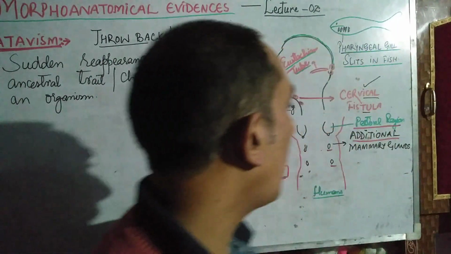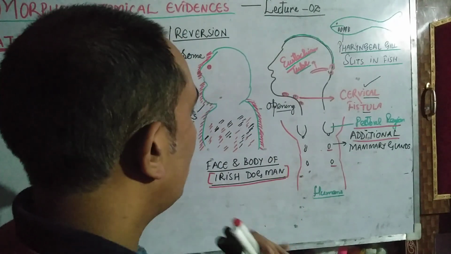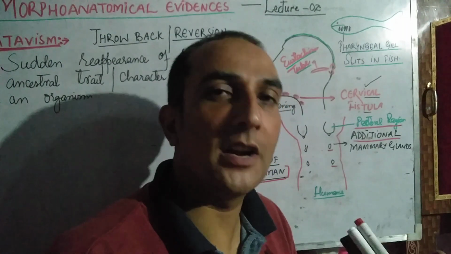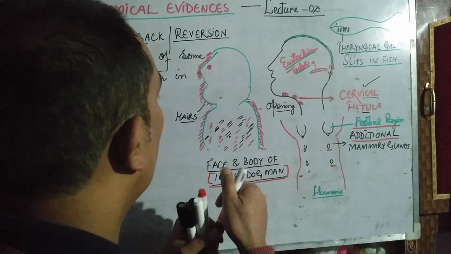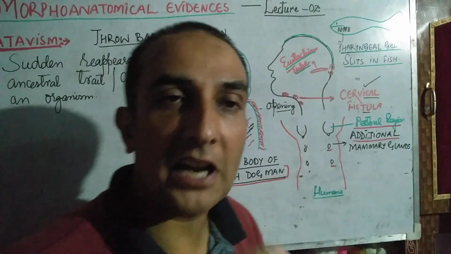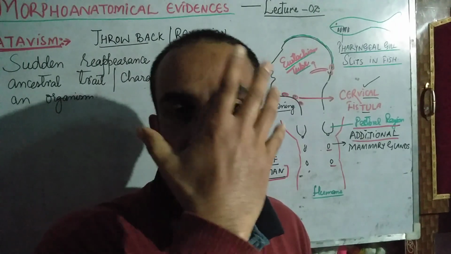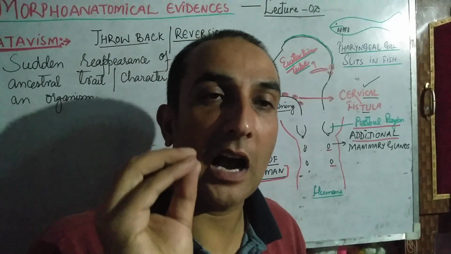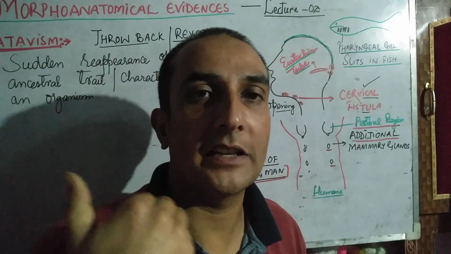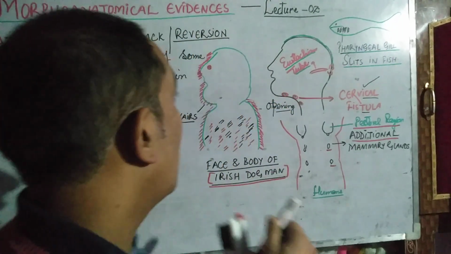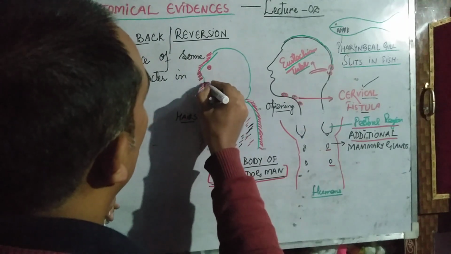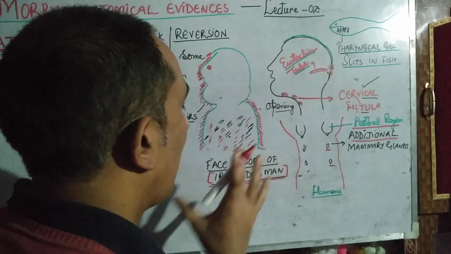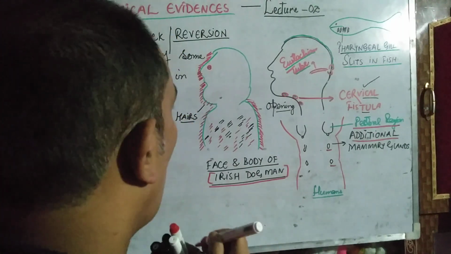Now what you see is that this Irish Dogman, when he was born, and later when he grew up, had his whole body covered by thick, dense hair. His face and all his body was covered with thick, dense hair, like that of other animals, like the bear or the cattle. So that's what I have drawn over here. These are hairs covering the whole surface of the body of this man. That's why he was known as the Irish Dogman.